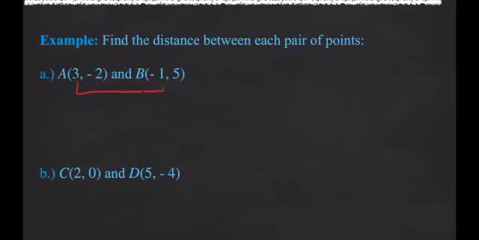How far is 3 from negative 1? Well, they're opposites, so we add them. 3 plus 1, 4. How far is negative 2 from 5? Well, they're opposites, add them. 7. Let's just use Pythagorean's theorem. We're finding the distance, so we're trying to find C. Square root. Distance of the x values is 4, 4 squared. Distance of the y values, 7 squared. That's all it is. Okay, so from here we have 4 squared, which is 16. 7 squared, which is 49. Let's add those together. So square root of, this would end up being 65.